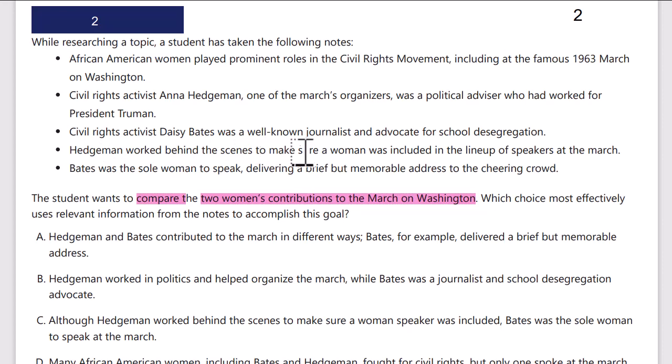Hedgeman worked behind the scenes to make sure a woman was included in the lineup of speakers at the march. Okay, this is what Hedgeman did at the march. Bates was the sole woman to speak, delivering a memorable speech cheering the crowd. This is what the other one, Bates, did at the march. This is going to be the comparison. So I need these two bullet points in my answer. Let's see which one that is.